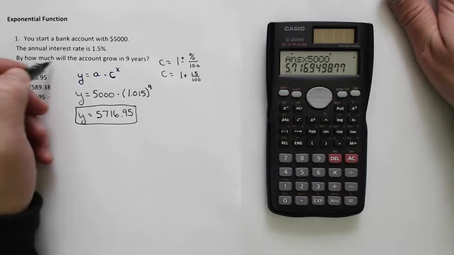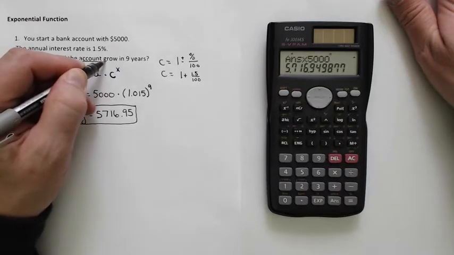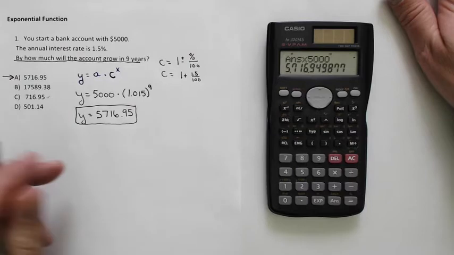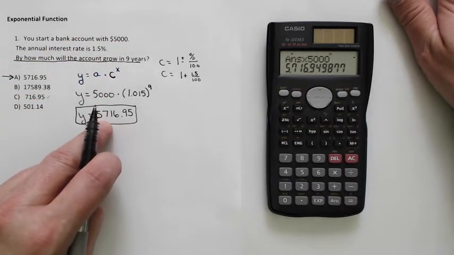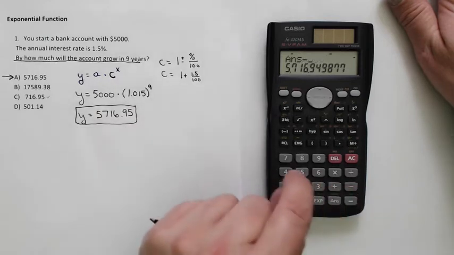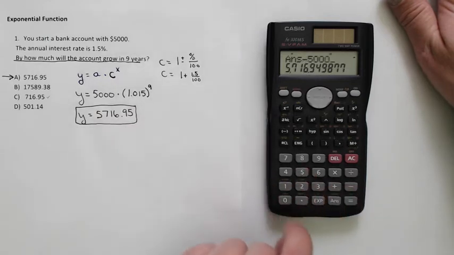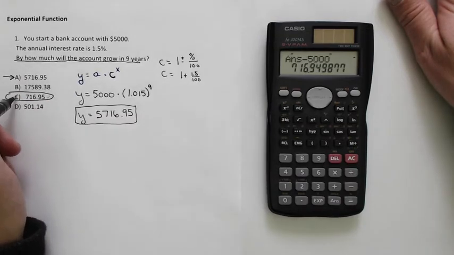And the reason is because the question wants to know by how much will the account grow. In other words, it started off at 5,000, now it's worth $5,716.95. So the last step for this particular question is to subtract that 5,000, giving me $716.95, which is why my answer is C and not A.